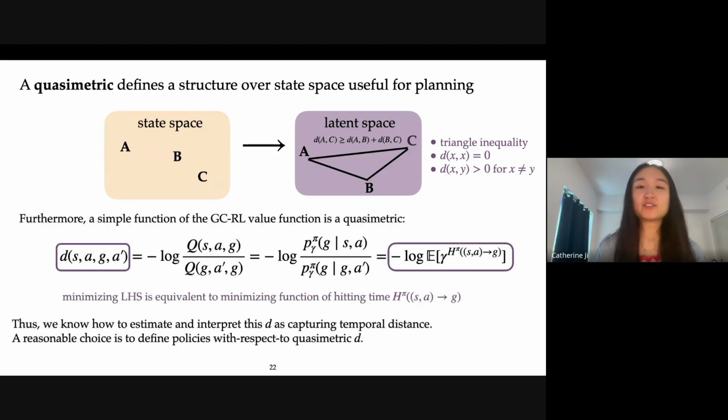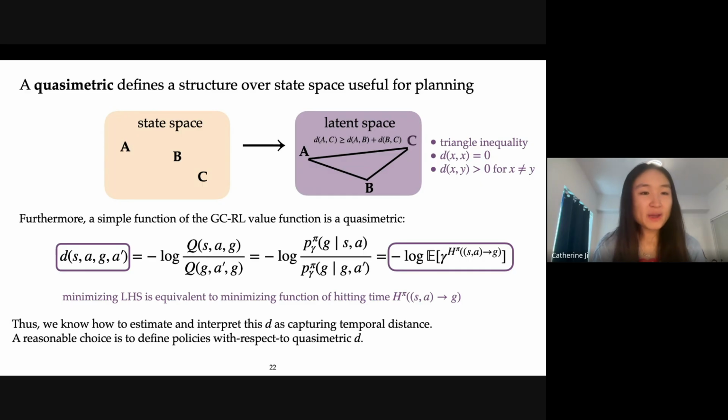And beyond just providing a nice structure over a state space that gives us a good definition for a planner, quasi-metrics actually do show up within the goal-conditioned reinforcement learning setting. So importantly, a really simple function of the goal-conditioned RL value function is a quasi-metric. Namely, it ends up looking like this negative log ratio between these Q functions. And if we convert everything now to the probability distributions, this ends up looking like a minus log expected value of a function of h pi, where h pi is the hitting time, or the shortest amount of time it takes for us to get from S, A to G when we condition on some policy pi. So this is nice because we now know how to estimate and interpret this D as capturing temporal distance. If we are able to estimate these Q value functions or this ratio between these Q value functions, we are able to get this nice quasi-metric distance function D.